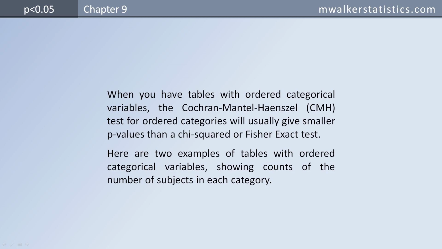When you have tables with ordered categorical variables, the Cochran-Mantel-Haenszel (CMH) test for ordered categories will usually give smaller p-values than a chi-squared or Fisher exact test. Here are two examples of tables with ordered categorical variables, showing counts of the number of subjects in each category.